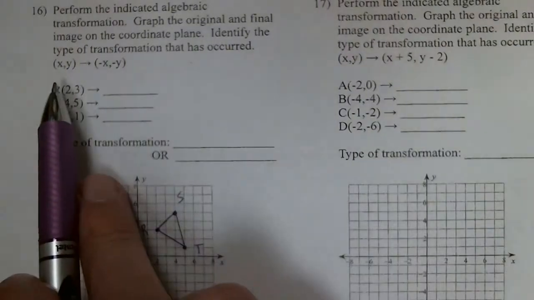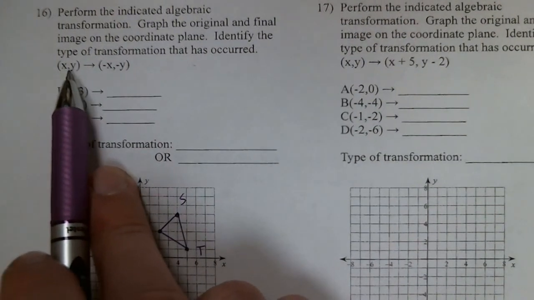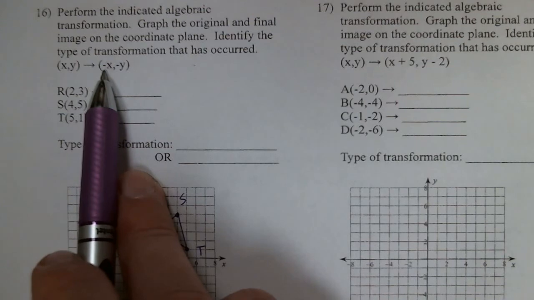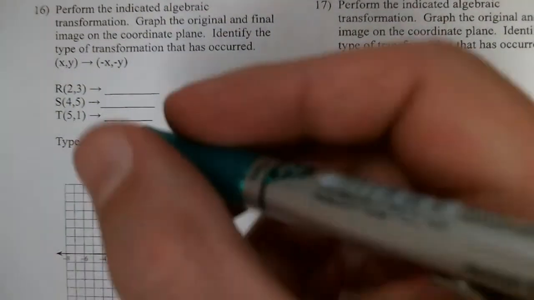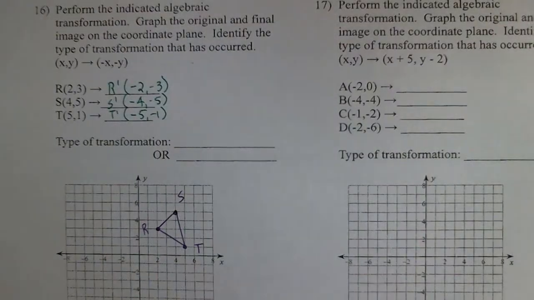Okay. Now here's the rule, the mapping rule. We're taking our x and our y, and we're changing the sign of the x and we're changing the sign of the y. Okay, so our final image, R prime, will be -2, -3. I'm just flipping the signs. S prime will be -4, -5, and T prime will be -5, -1.